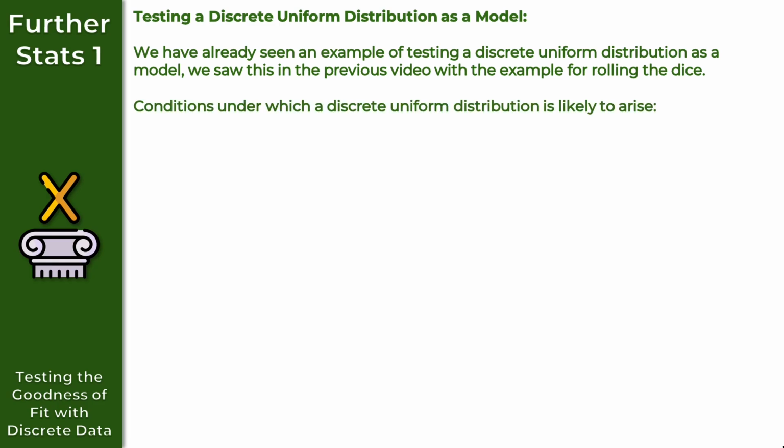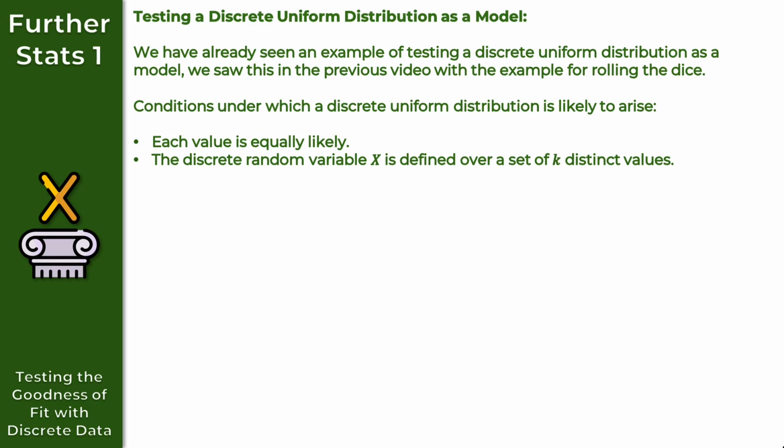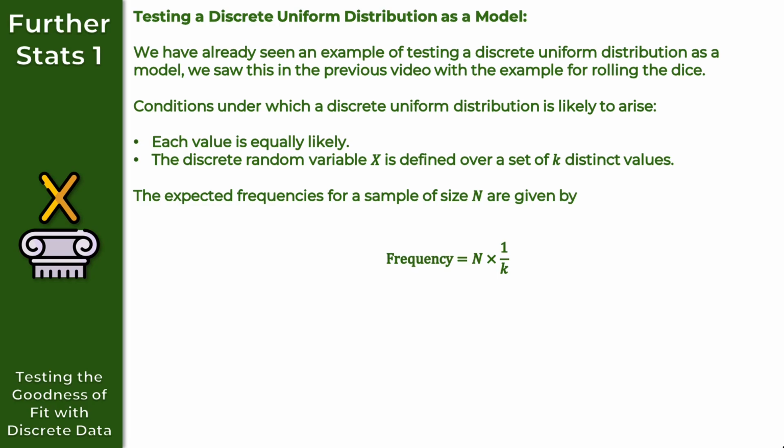Now, you need to be aware here of the conditions under which a discrete uniform distribution is likely to arise. And we have 2 conditions here. So for the first condition then, we say that each value is equally likely. For the second condition, we say that the discrete random variable X here is defined over a set of k distinct values. Now, for the expected frequencies here, so for a sample of size n, they're given by the following result here. So the expected frequencies here are equal to n times 1 over k.